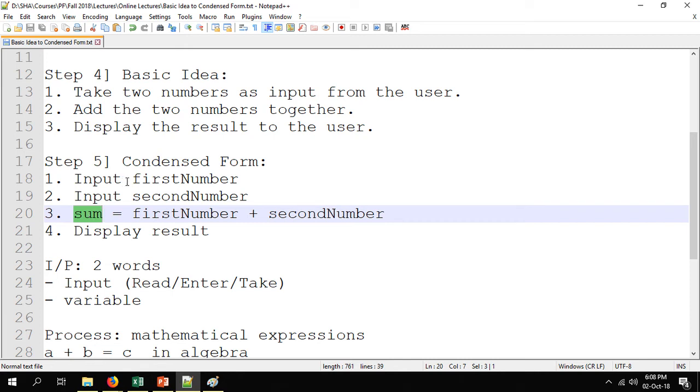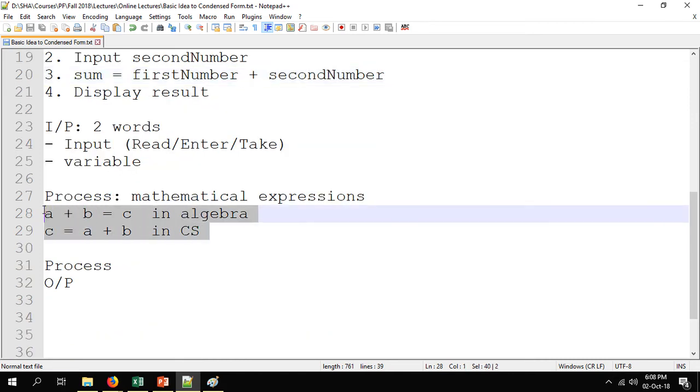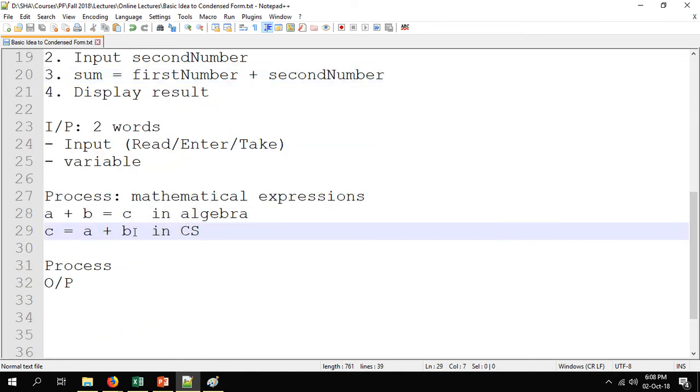It's not necessary that you always introduce a variable with input. You can introduce any variable in any new step. So that's all. That's it. Process statements will contain such statements.